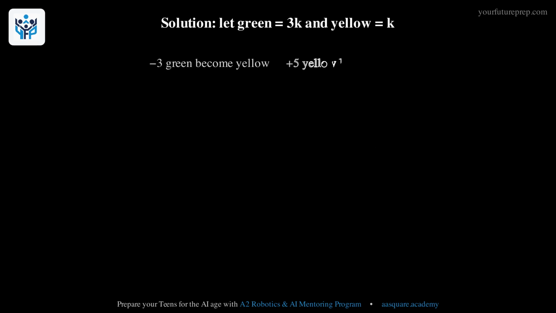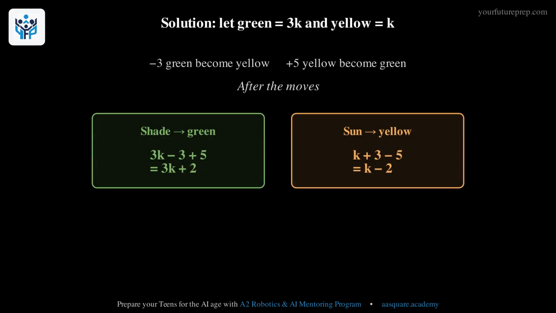Now track the moves. 3 green frogs leave the shade and become yellow, and 5 yellow frogs arrive and become green. So the new green count is 3k minus 3 plus 5, which is 3k plus 2. The new yellow count is k plus 3 minus 5, which is k minus 2.